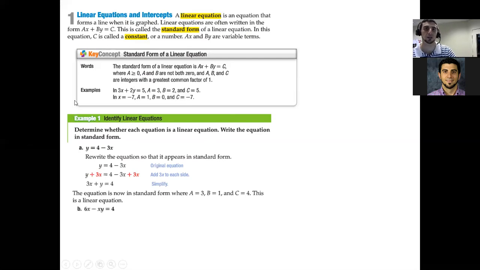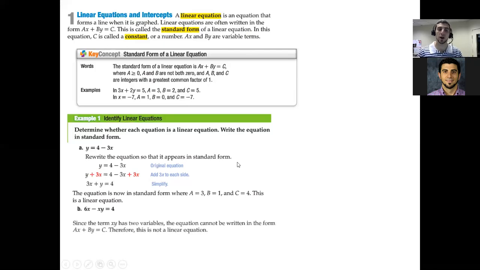How about this one? 6x minus xy equals 4. All right, since the xy term has two variables, the equation cannot be written in the form ax plus by equals c. Therefore, it's not a linear equation. I will also add this. Okay, it's not going to be a linear equation if you're dividing by x or dividing by y, or you have exponents on the x or the y, or stuff like that. Or if you have a square root in the problem, it has to be just an x and or just a y, okay, with a number in front of them.